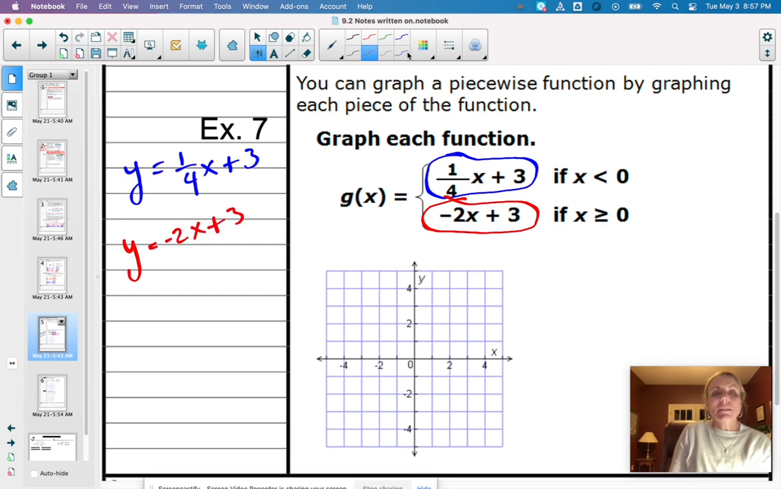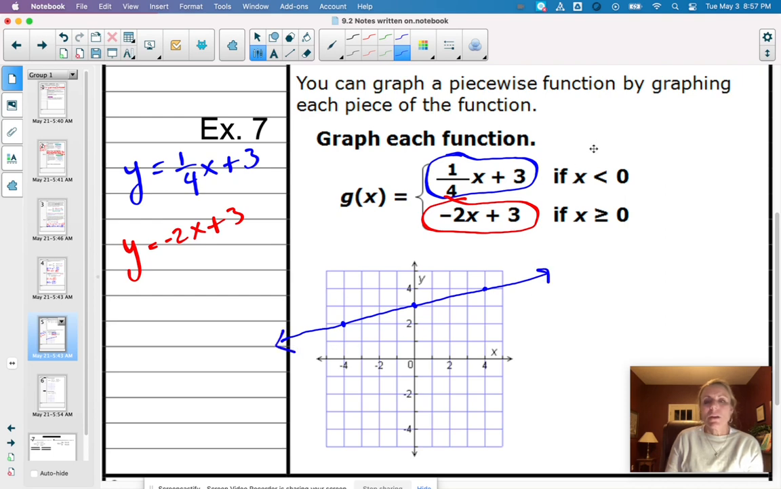I graph the lines and then I decide what part I'm going to erase. So the y-intercept is 3 and the slope is 1/4. So up 1 over 4. 1, 2, 3, 4. Or down 1 to the left 4. And I draw my line.